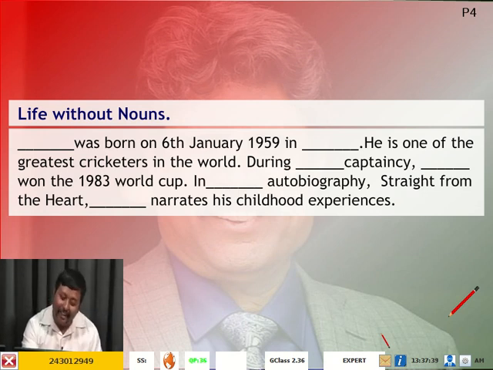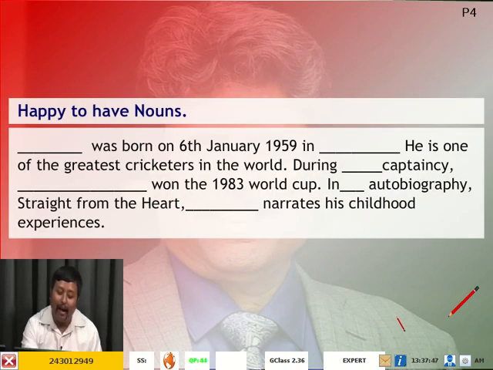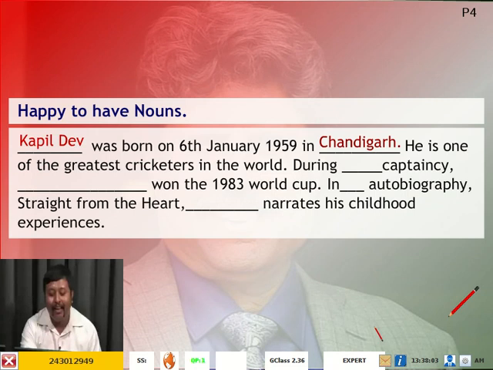Right? Now let's see how beautiful is the world with a noun. যদি নাউনটো আমাৰ লগত থাকে, আমাৰ পৃথিৱীখন কিমান ধুনীয়া হৈ যায়. Look at this one now. Happy to have nouns. নাউনে আমাক কেনেকুৱা happiness দিয়ে. Look at this, happy to have nouns. If nouns are there, life would be so beautiful. Look at this one. Kapil Dev was born on 6th January 1959 in Chandigarh. He is one of the greatest cricketers of the world.